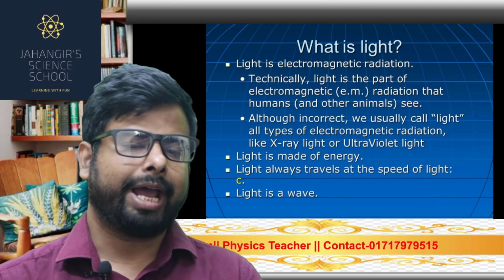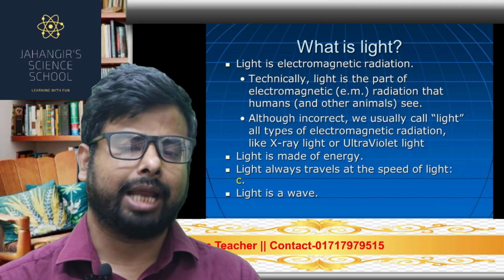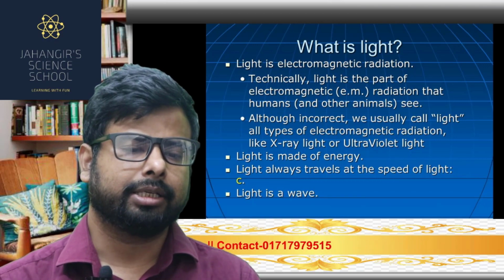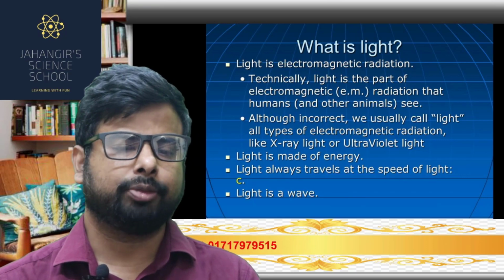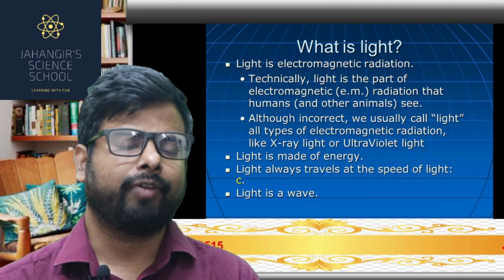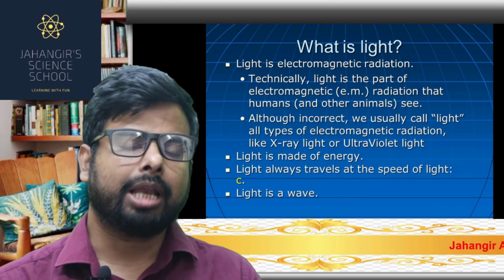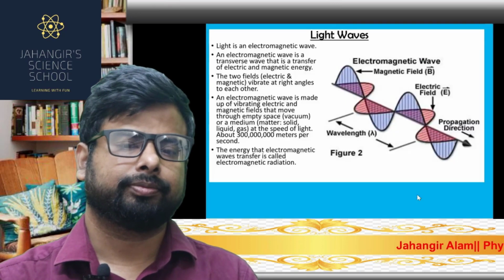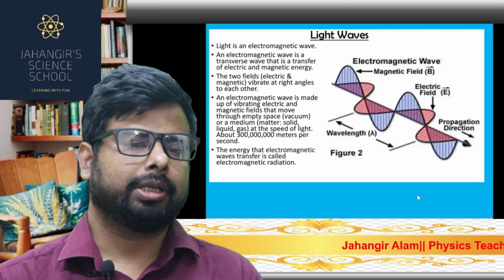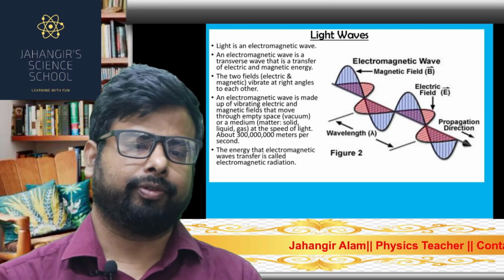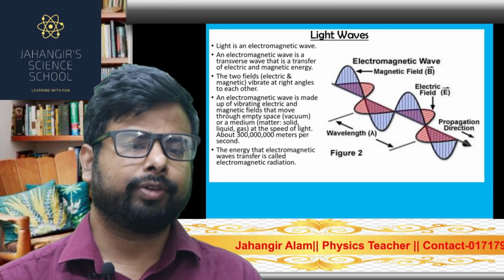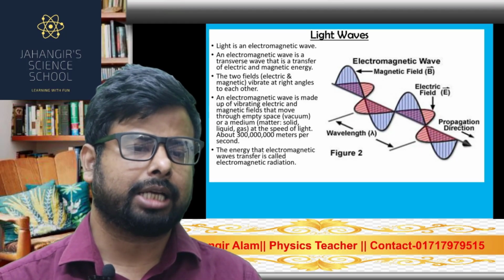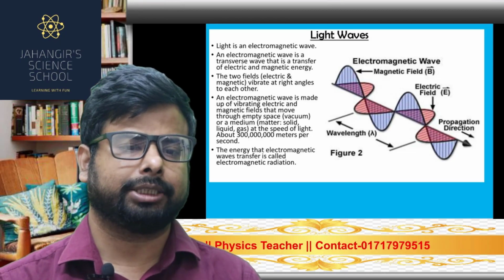Light is made of energy. Light always travels at the speed of light, c, 3 × 10^8 meters per second through vacuum or free space. Light is a wave. Light waves. Light is an electromagnetic wave. An electromagnetic wave is a transverse wave, that is the transfer of electric and magnetic energy.